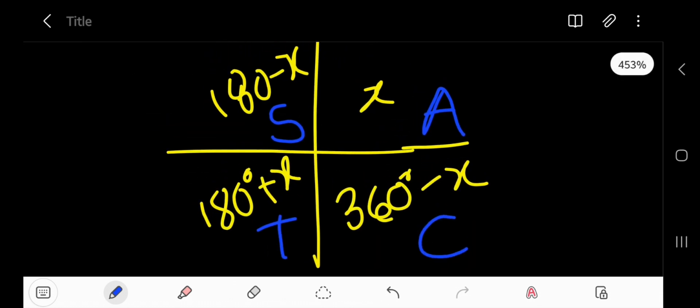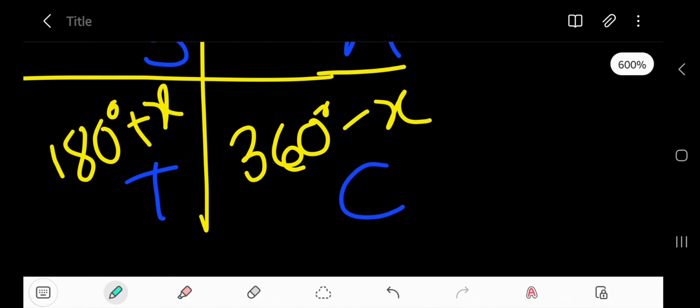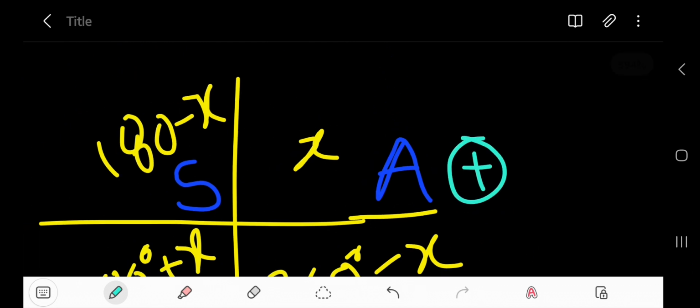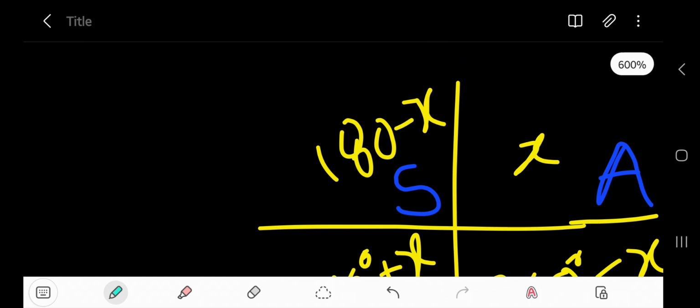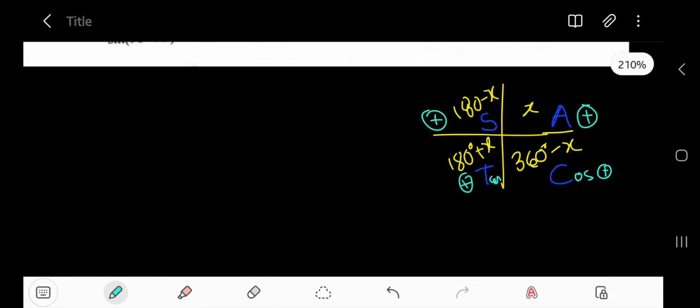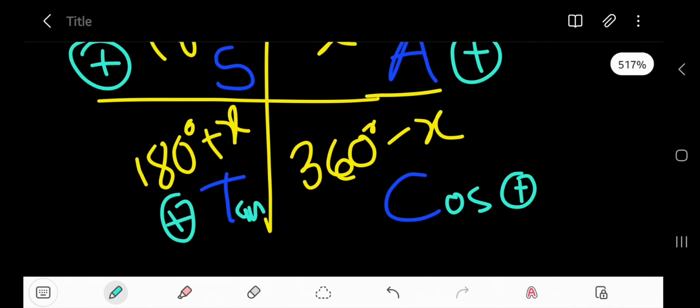Now what we have to understand is that in the fourth quadrant, because we have a C, only cos is positive. In the first quadrant, because we have an A, all of the ratios are positive. In the second quadrant, only sine is positive. In the third quadrant, only tan is positive. The rest are negative in those other quadrants. So in this case, we have 360 minus x, minus 2x. Don't be bothered by the 2x. It's the same thing.